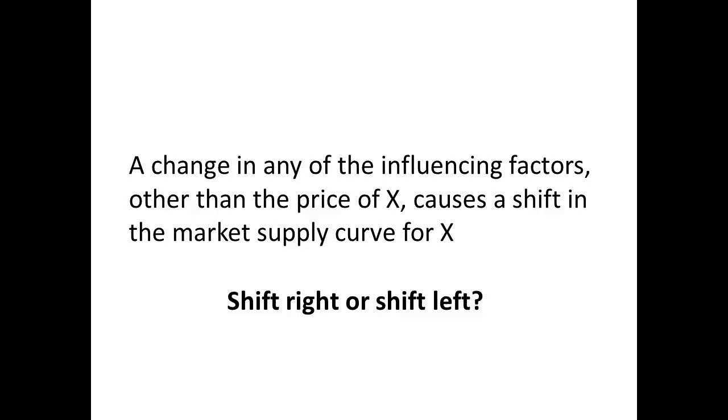The question is, will the market supply curve shift to the left or to the right? If there is an improvement in technology, there should be a shift to the right. Supply of X will be increased. A rise in the factors of production will shift the curve to the left. A fall in those factors will shift the curve to the right.